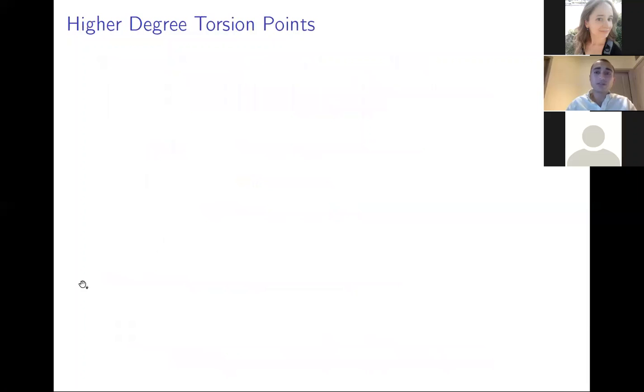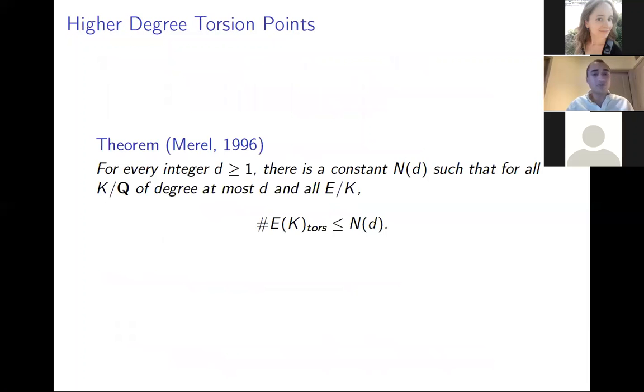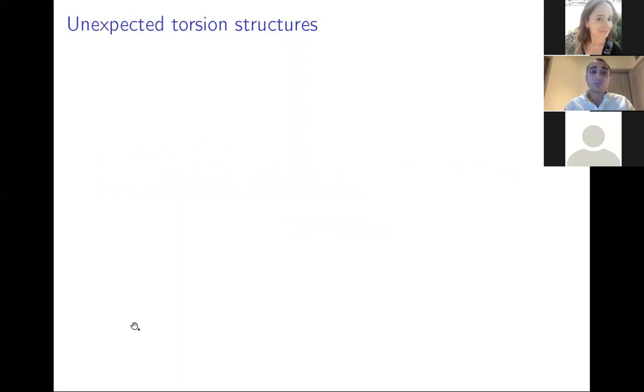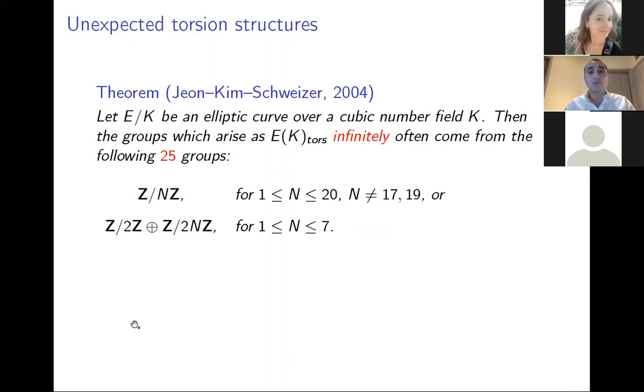So what I want to talk about is the cubic case, but we need a little bit more information. Merel proved the following uniform boundedness theorem, which says that for every integer d greater than or equal to 1, there is some constant n(d) such that for all number fields of degree d and all elliptic curves, the torsion is bounded by n(d). So this is telling us that the problem of classifying torsion over number fields is tractable, and there's some finite number beyond which it can't be larger. For cubic number fields, there was work of Jeon, Kim, and Schweizer, which says that over a cubic number field, the groups which arise infinitely often come from the following 25 groups.